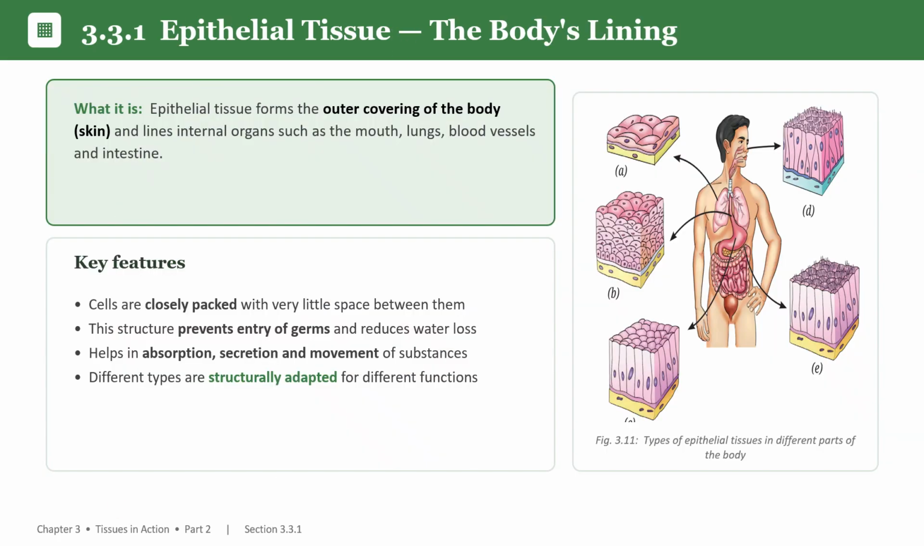Next let us see the epithelial tissue. Imagine your body as a house. Every house needs walls and doors, right? Similarly, epithelial tissue forms the outer covering. What is the outer covering of our body? Skin. The outer covering is skin. And also it lines the inside of organs like mouth, lungs, blood vessels, stomach and intestine.